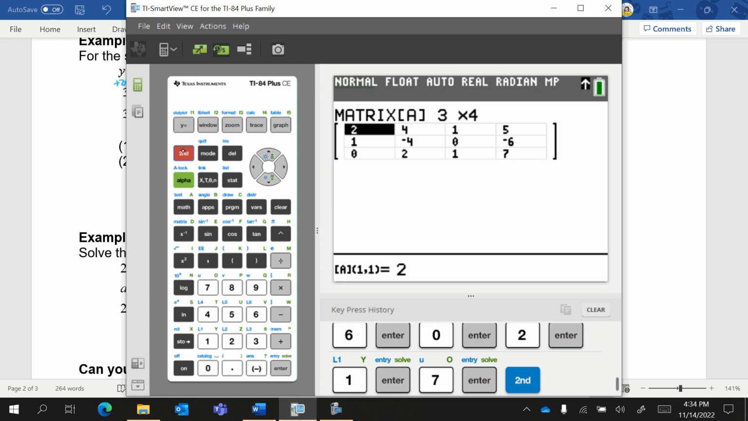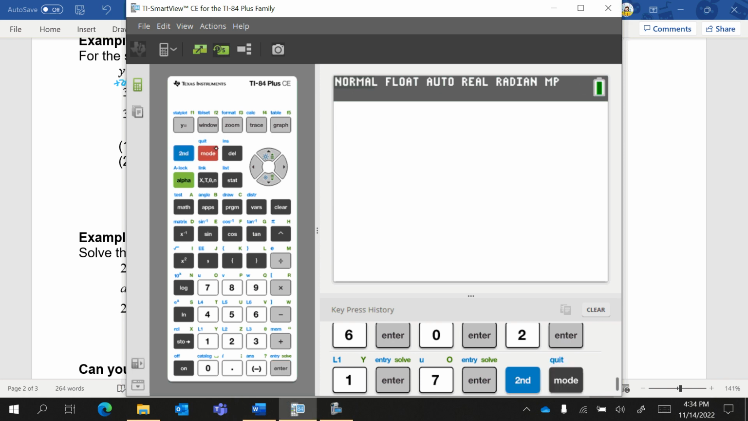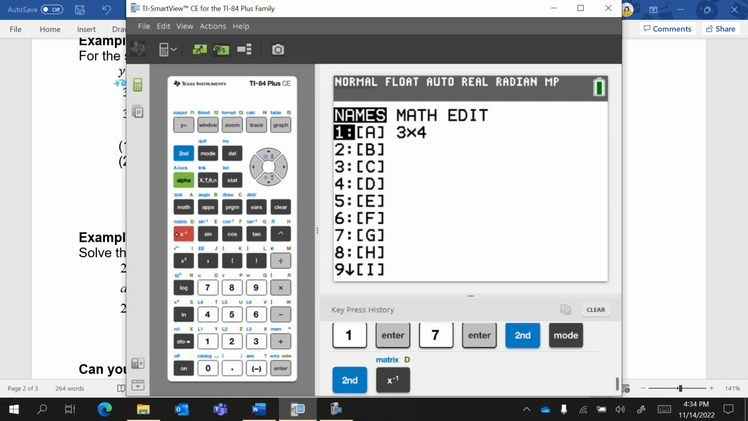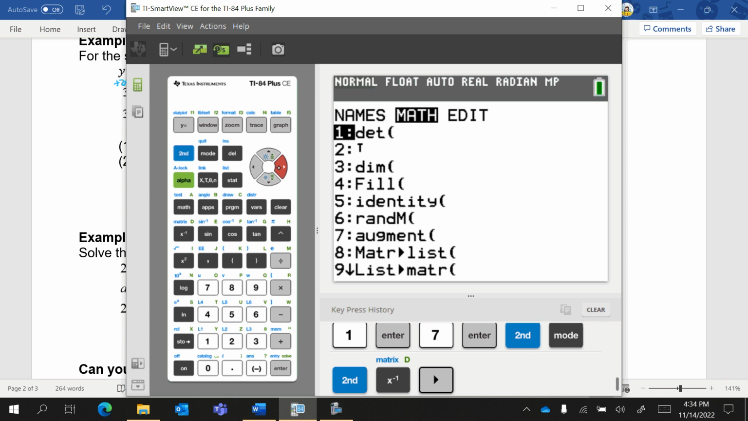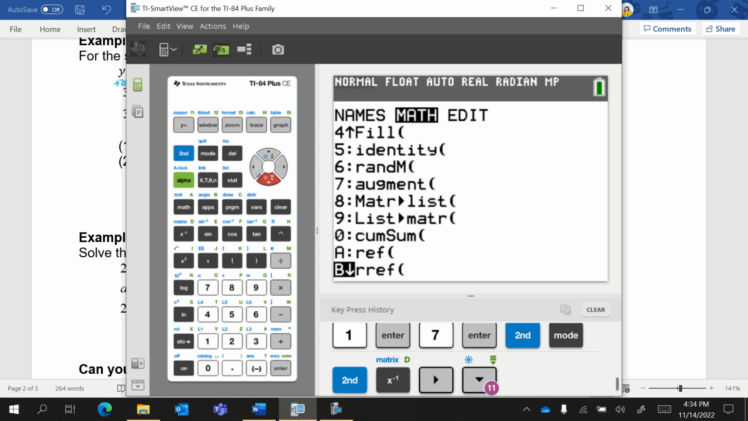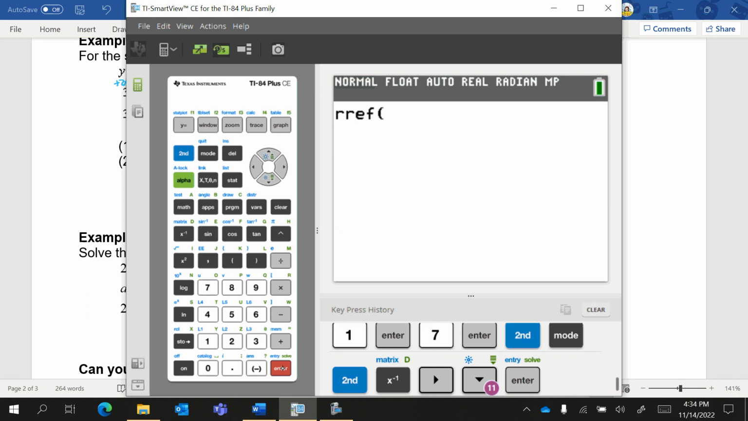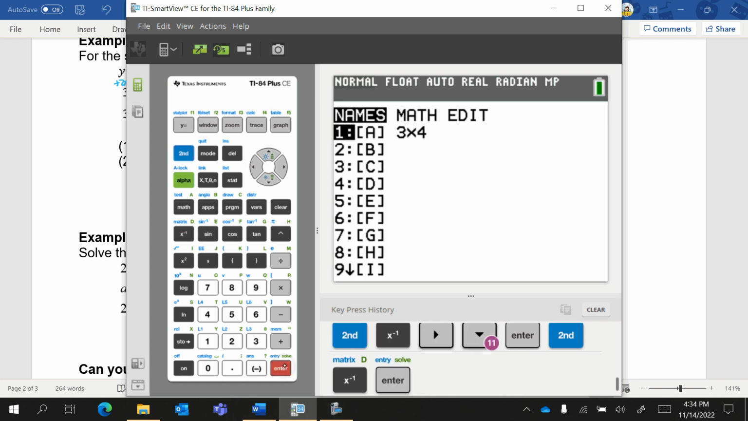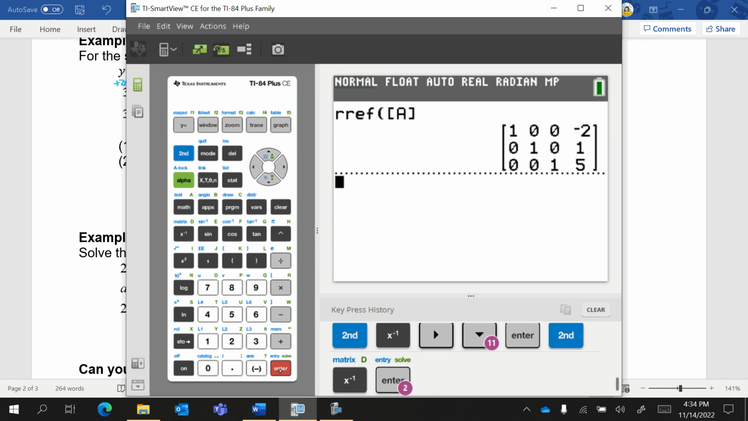And then we're going to hit second quit, which is second mode. We're now going to tell our calculator to solve the matrix by hitting second x to the negative 1. That gets us to the blue matrix word. We did edit. Now we're doing math. We're telling our calculator to solve it by doing double R, RREF. Now you need to tell it what to solve. So we have second x to the negative 1. We're solving matrix A. And we're going to write that out for ourselves.